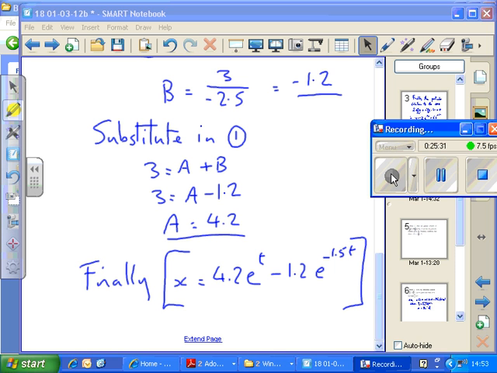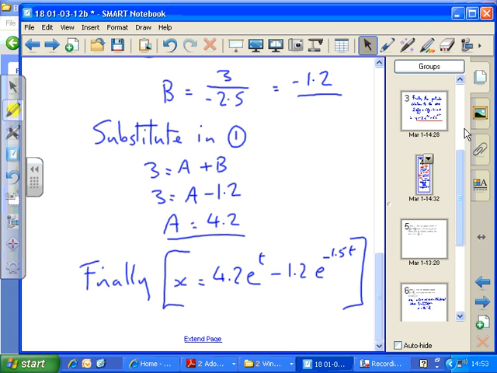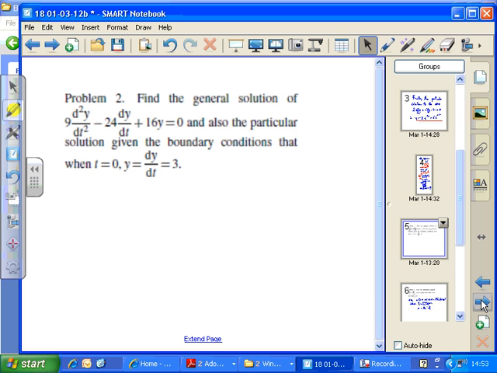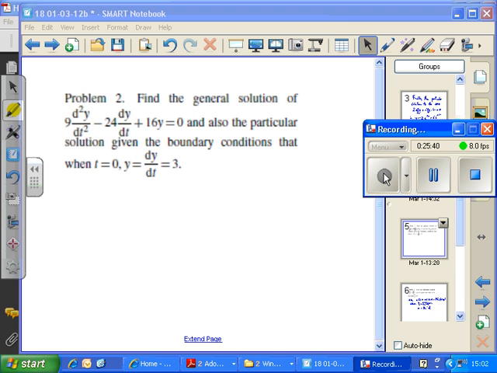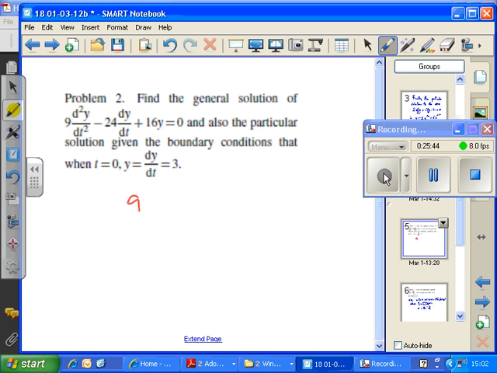Let's look at another example. Problem number 2, so I'll just let you make a note of that. So what's the auxiliary equation? 9 m squared minus 24m plus 16 equals 0.